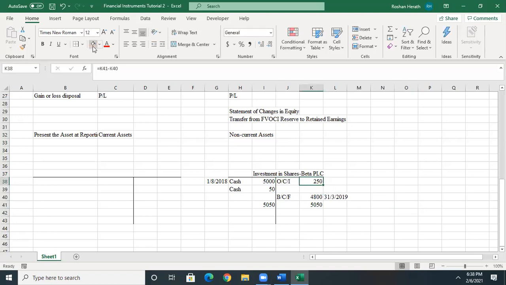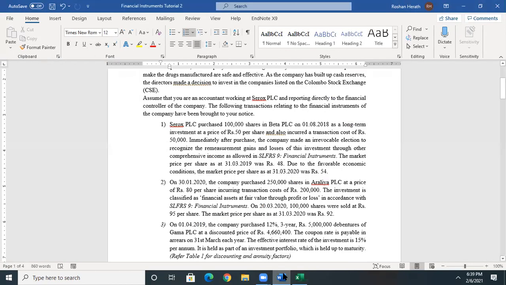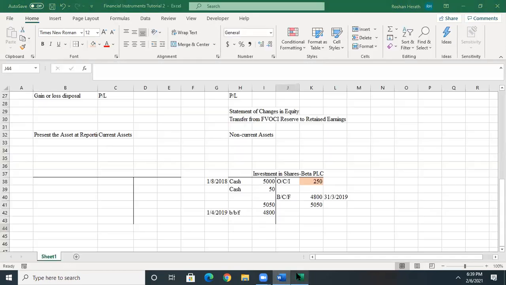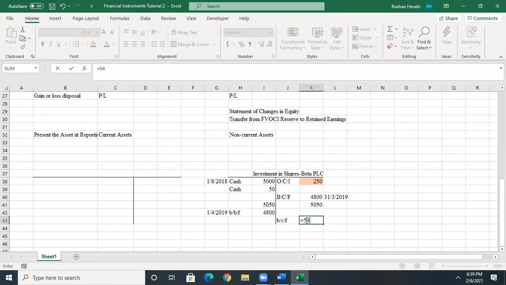Okay. Then we start the next year. You have the balance brought forward 4,800, 1st of April 2019. Come to the reporting date, make the remeasurement, and it was 54 per share. Balance carried forward, 54 per share. You have still the 100 shares. 5,400.